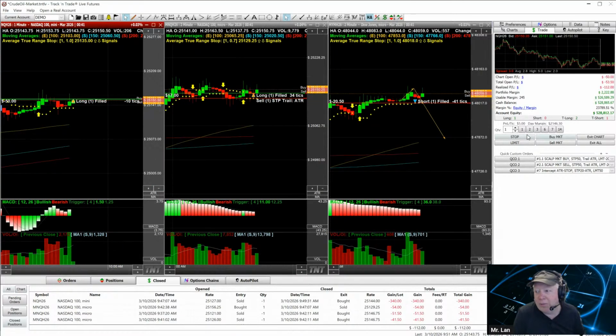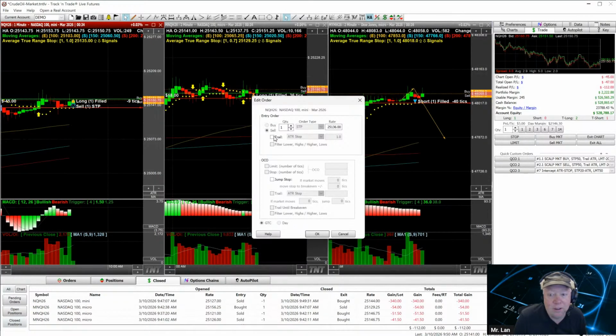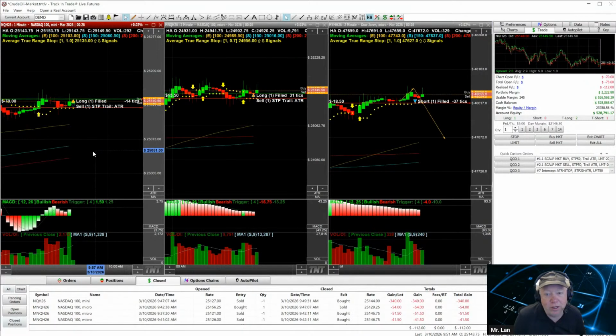Okay, we got it. Now we got to put our stop in. We're going to put our stop in here on the yellow dots. And we're just going to go edit, trail on the ATR. Now it's going to trail up on the ATR. So if we get a nice trend, that would make a lot of money, but it's got to trend. We got to cut here.